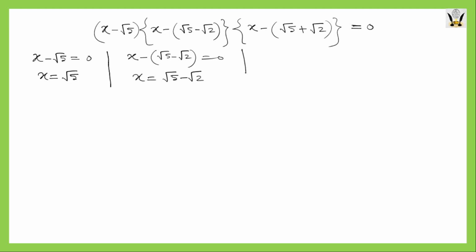So this is the second zero of that cubic polynomial, and the third one is x minus root 5 plus root 2, and that is equal to 0. That means x will be root 5 plus root 2. So these are the three zeros of that given cubic polynomial.